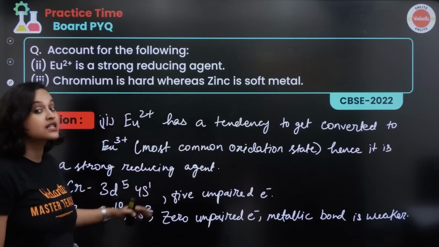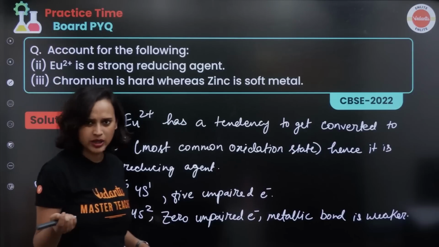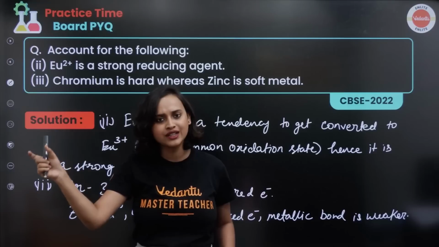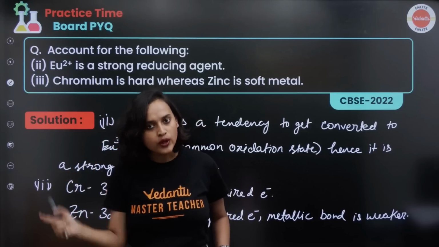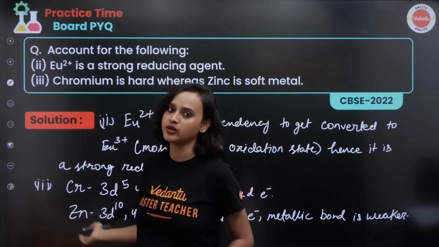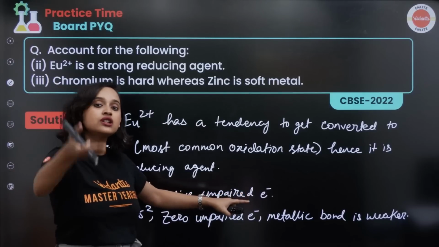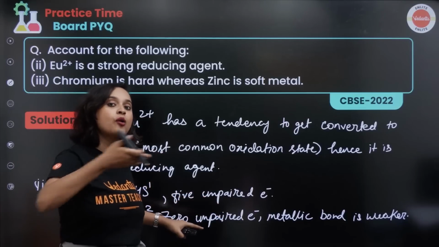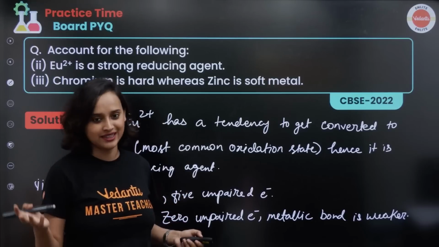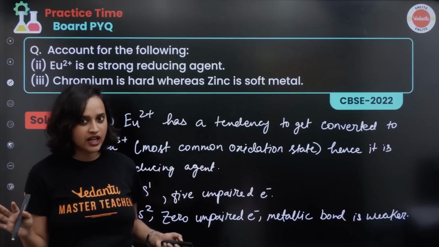Can you write that down? Because I don't have space anymore. I'm not writing that down, but I think you will be able to write that. Just remember that much, okay? Because zinc has zero unpaired electrons, it has a weaker metallic bond, which makes it a softer metal, whereas chromium is a hard metal because it has 5 unpaired electrons which are donated to the sea of electrons, forming a strong metallic bond, and that's why it is a hard metal. Correct, everybody? Great, amazing, no doubt. Easy peasy.